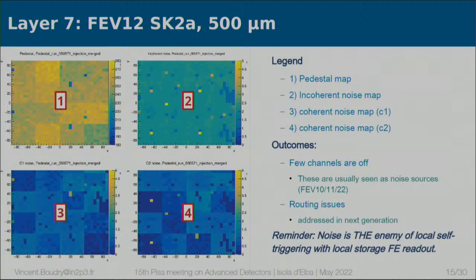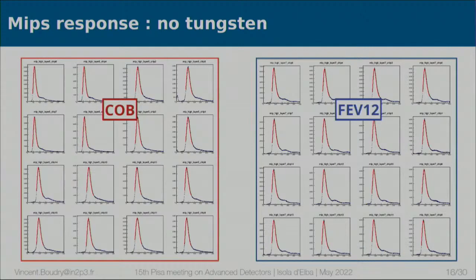And we had to kill those channels because, as I said, the noise is really damaging if you have local storage in the front-end readout. So that's something that has to be monitored all the time and really be addressed. Once the noise is measured, then we look at the MIP.